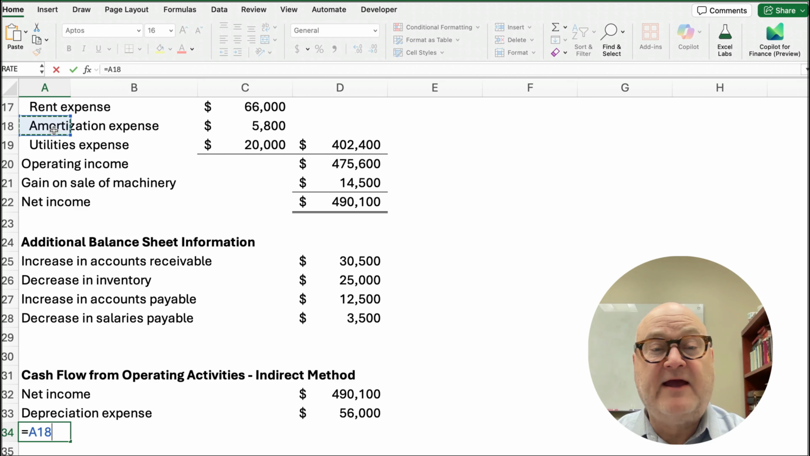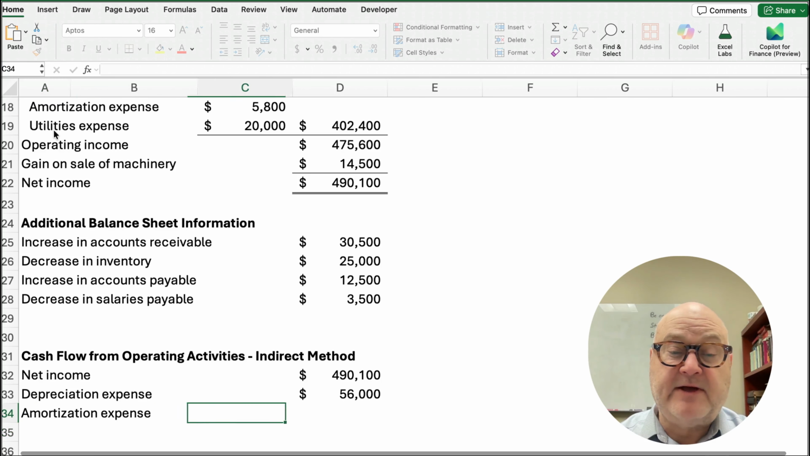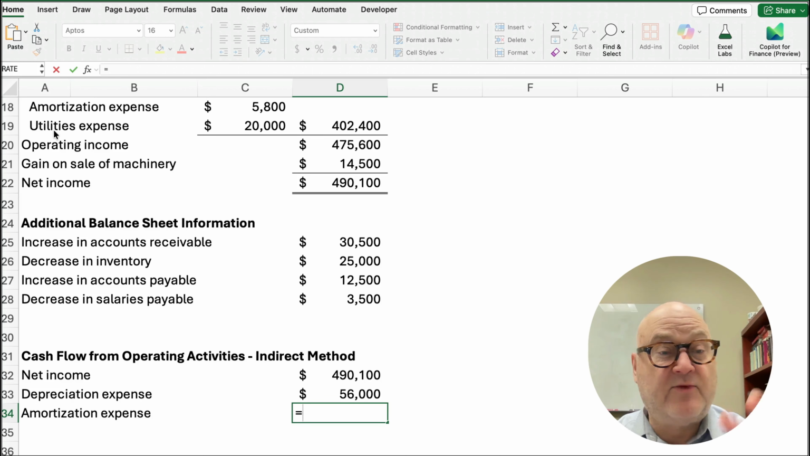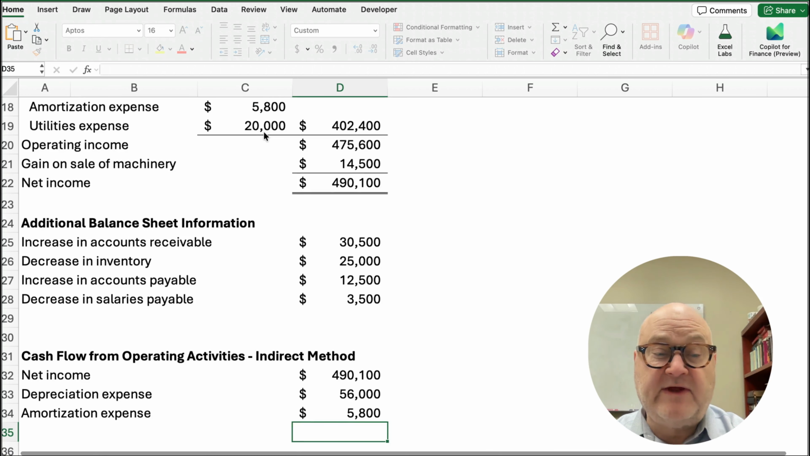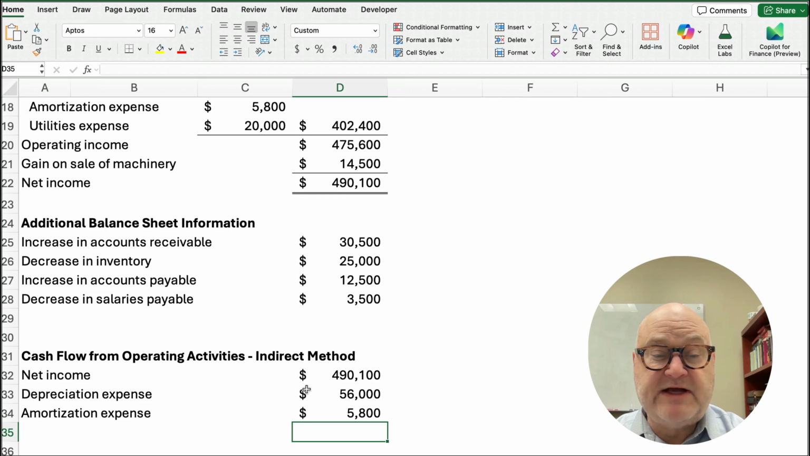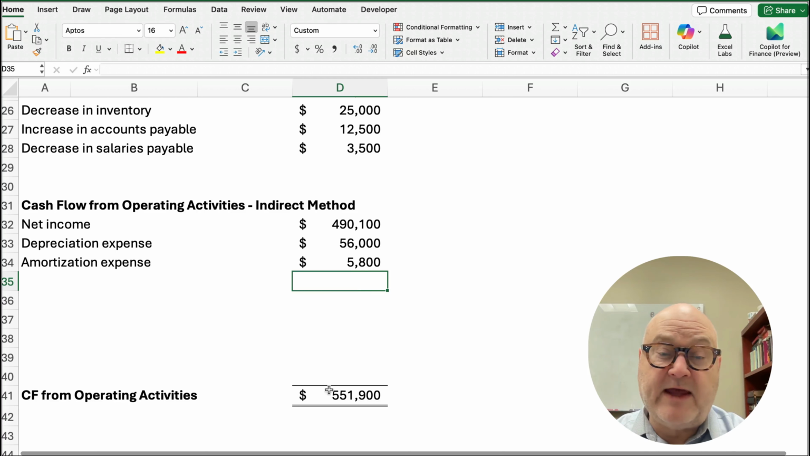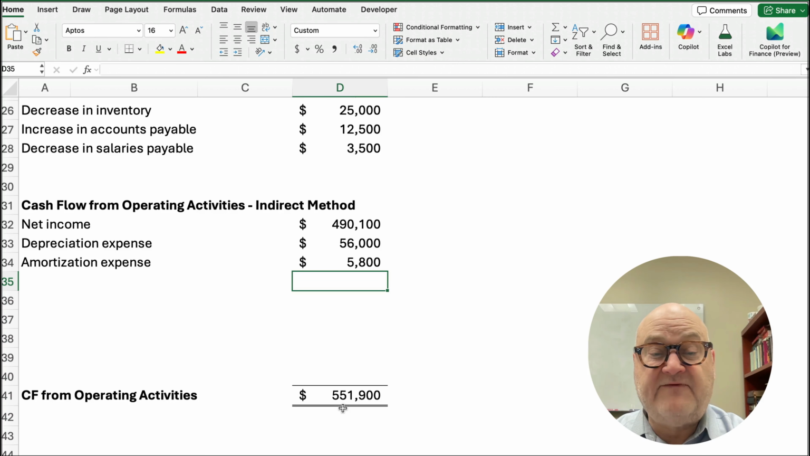Now, these have subtracted to get to net income, but we need to add it back because they both are non-cash, and to get rid of it, it's already a negative on the income statement. To get rid of it, it needs to be a positive. So the first two things we do is we grab depreciation expense and amortization expense and we add them to the net income. So if that's all we had, we would have positive cash flow of operating activities of $551,000 rather than $490,000. So that's the difference.